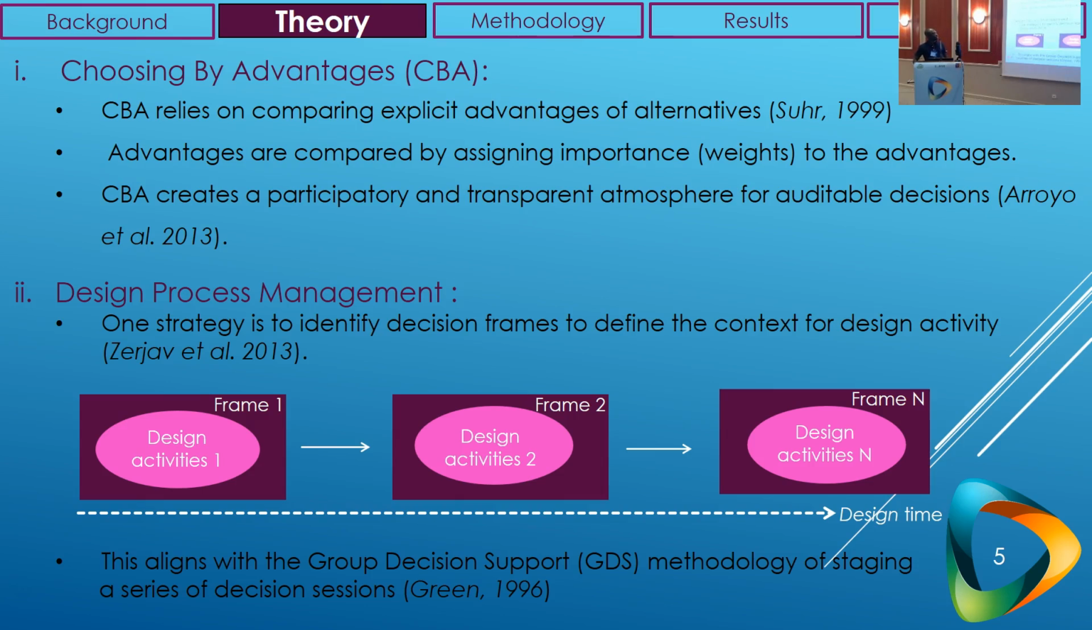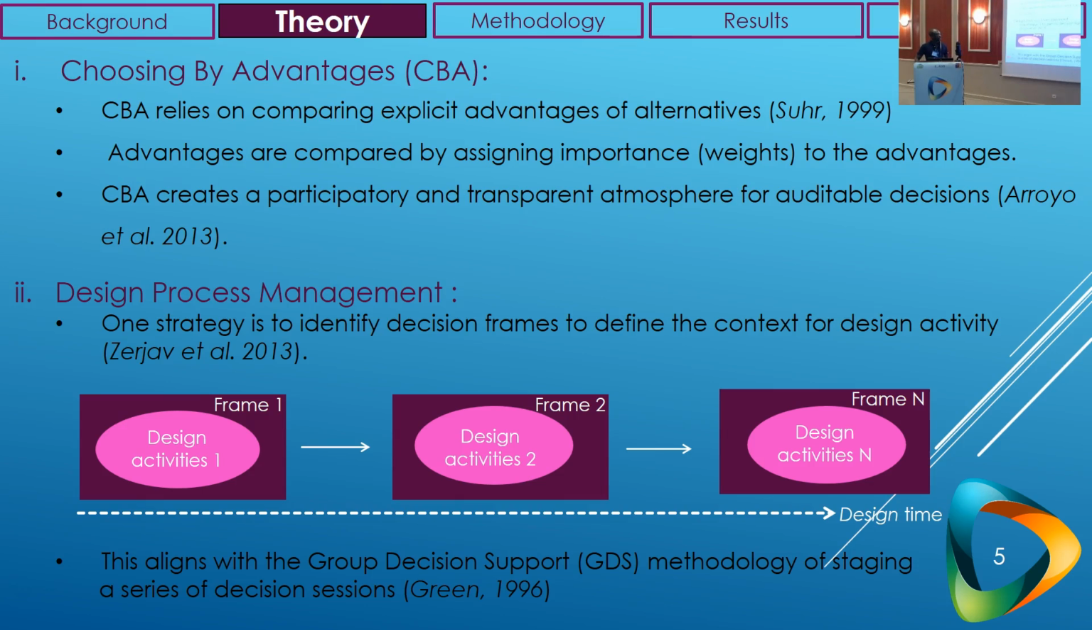By way of theory, CBA basically involves making decisions based on advantages of alternatives. And in going through that, we must first establish the attributes of the alternatives. Based on that, you come up with the advantages, and then you assign weights to the advantages as importance. In going through that process, it is seen to be participative, creates a transparent atmosphere, and then it makes decisions auditable.